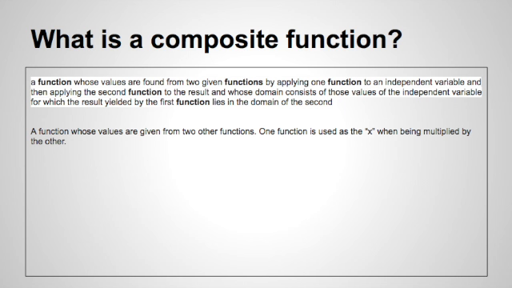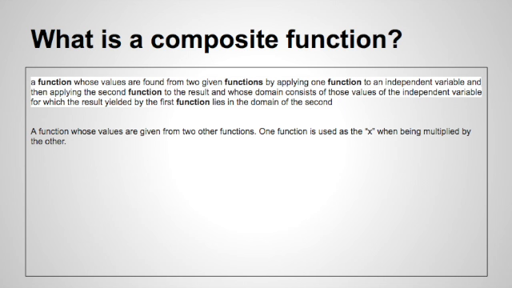A composite function is a function whose values are found from two given functions by applying one function to an independent variable and then applying the second function to the result, and whose domain consists of those values of the independent variable for which the result yielded by the first function lies in the domain of the second.